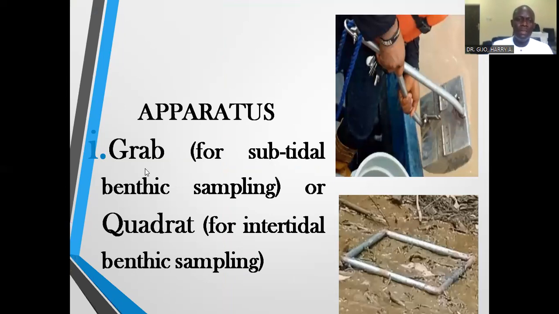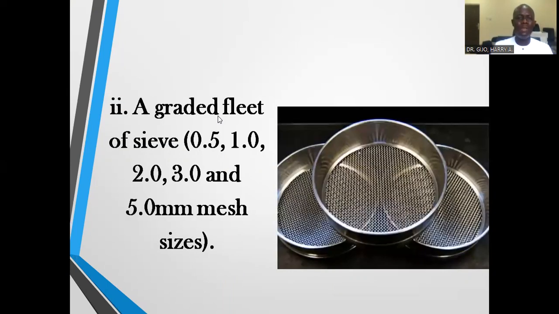The grab is used for subtidal benthic sampling. It's usually called the Ekman grab, like this one here. The Ekman grab is used for subtidal sampling, while the quadrat is used for intertidal sampling. We also need a graded set of sieves. The sieves are of 0.5, 1.0, 2.0, 3.0, and 5.0 millimeter mesh sizes.